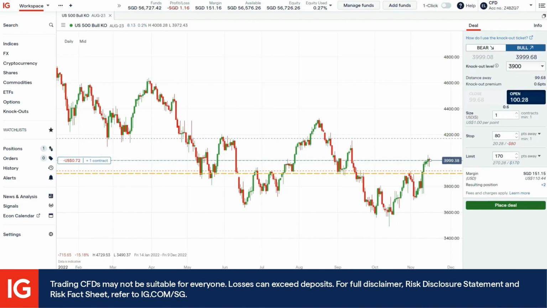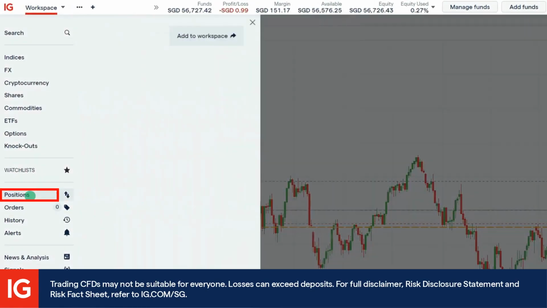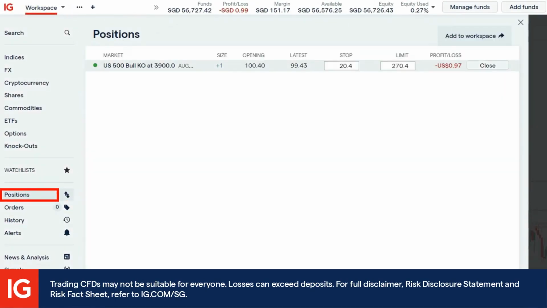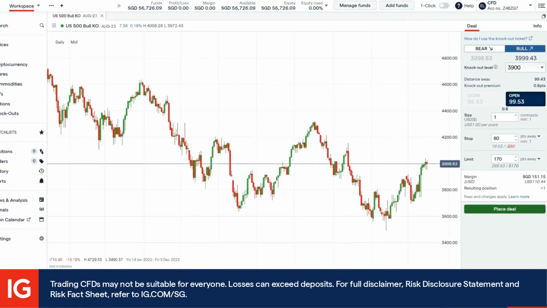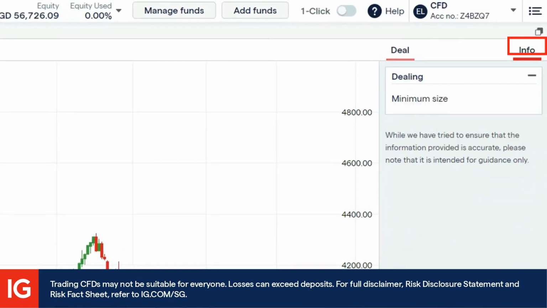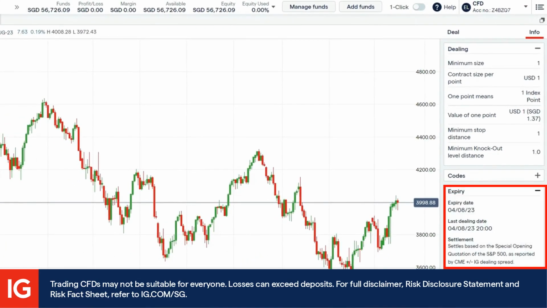You may also close your knockout positions at any point of time after you enter the trade. Do take note that these positions have an expiry date in August every year. To find out the actual date of expiry, head over to the Info tab and refer to the expiry section.